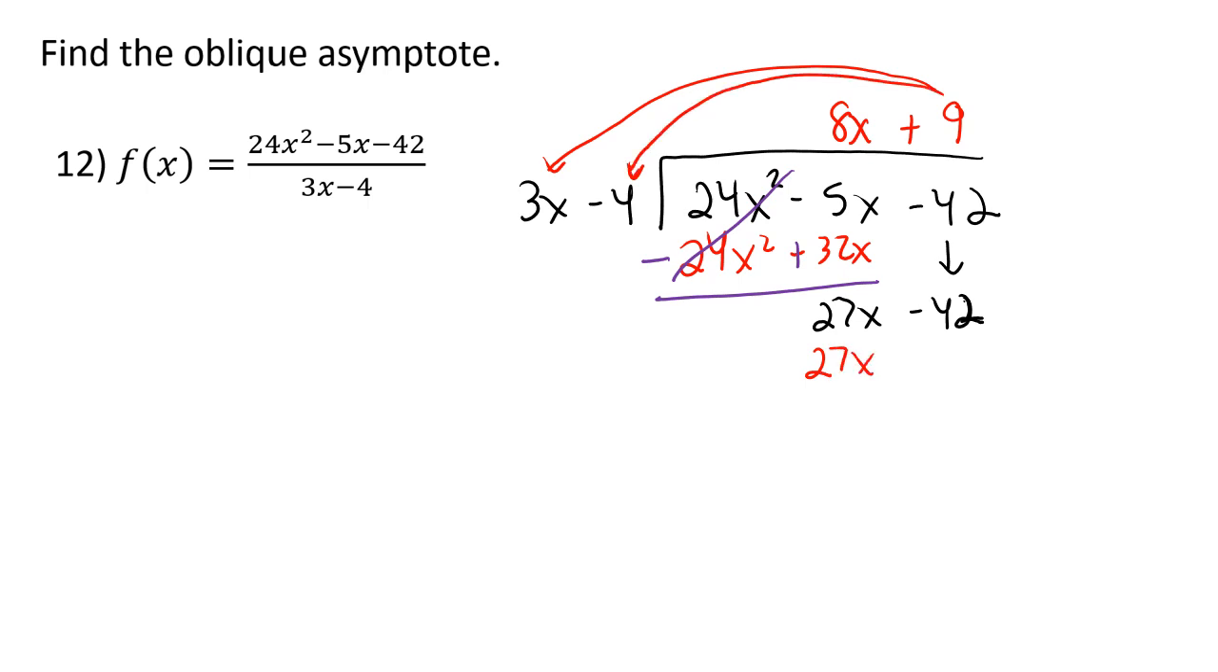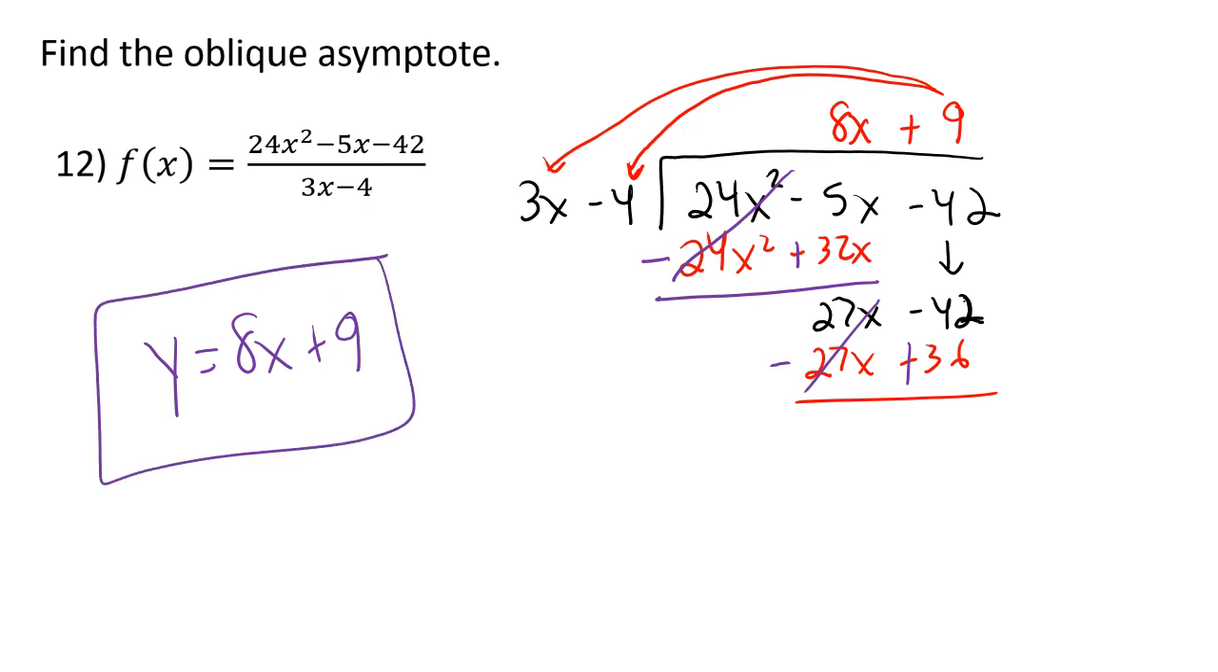9 times negative 4 is negative 36. Draw your line, switch your signs. This doesn't matter anymore because we have nothing else to drop down. So the oblique asymptote is y equals 8x plus 9.